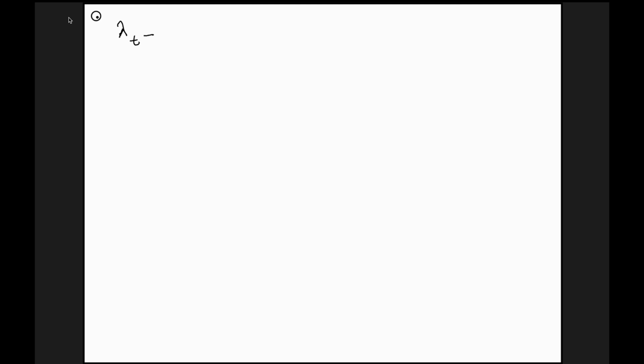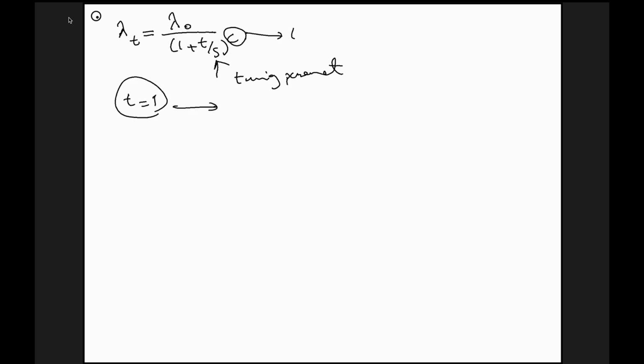One way is to use some level of scheduling. For example, I define lambda at time t as some baseline lambda over 1 plus t over s. C is usually 1, and s is a tuning parameter. So let's say at t equal to 1, that means on the first epoch, I'm going to use the baseline over 1 plus 1 over s. Let's say s is 0.1, so it's lambda 0 over 1. That means once the first round is done and you're on the next epoch, that's what you're using.